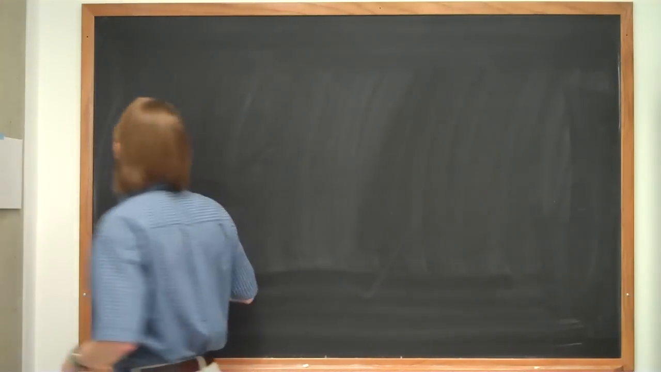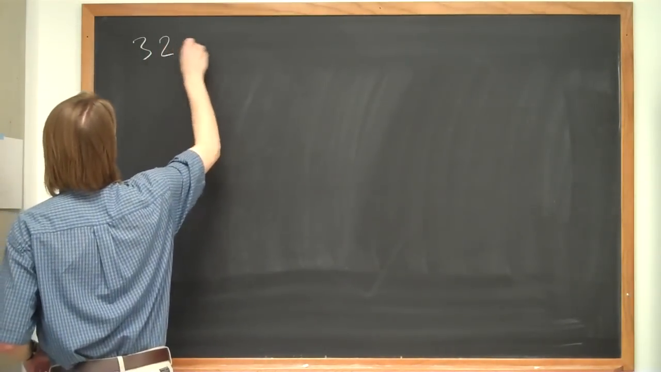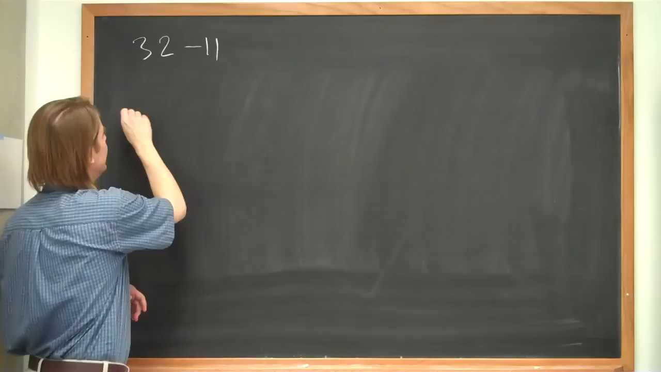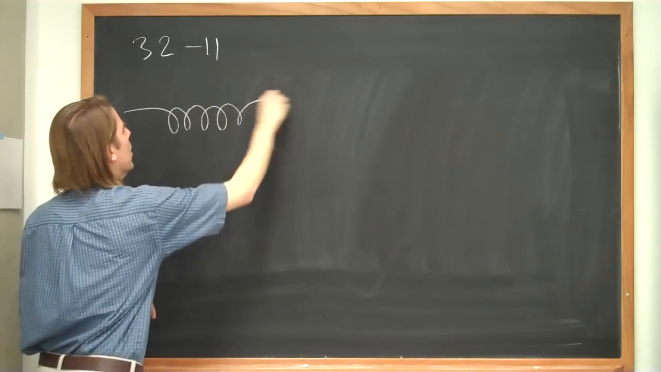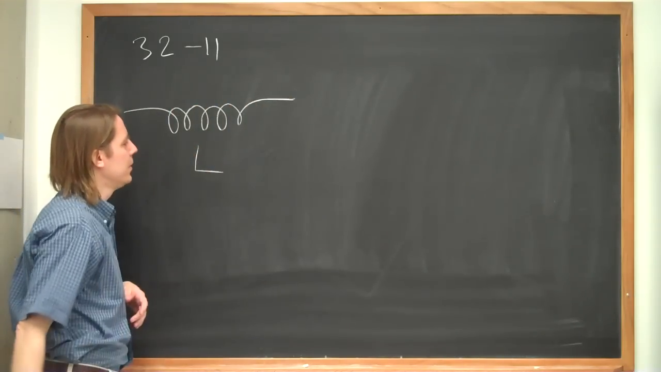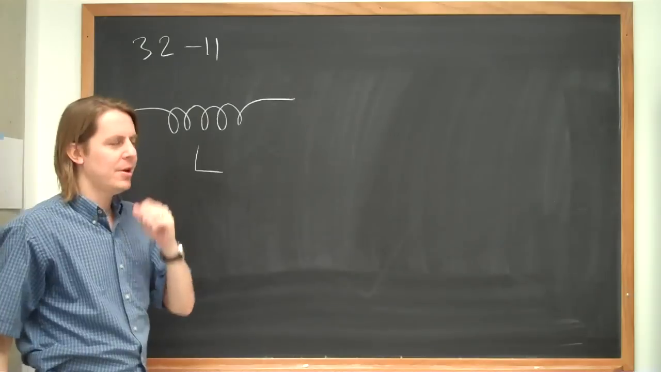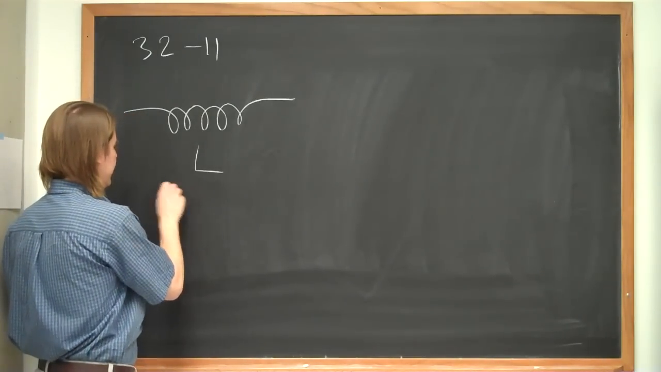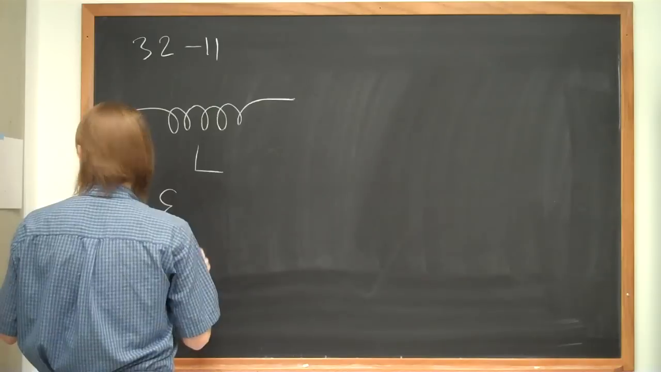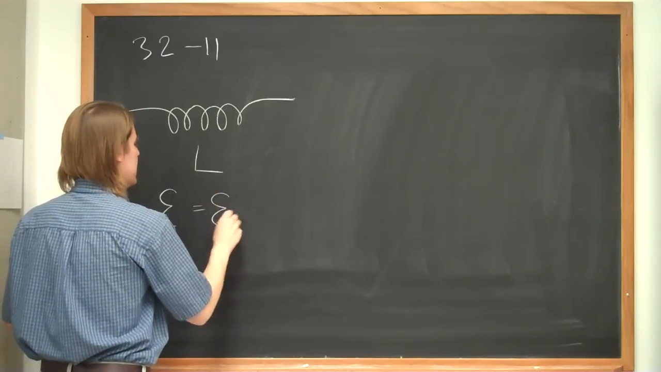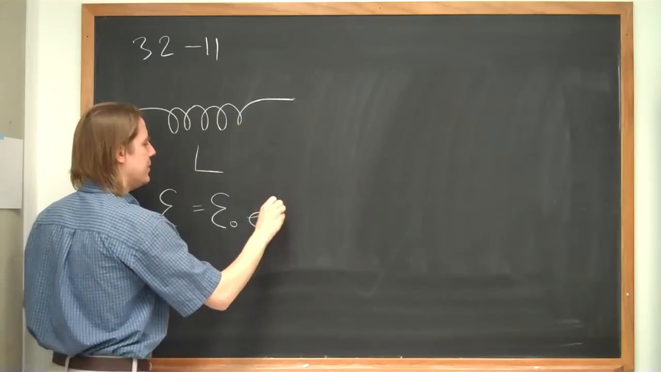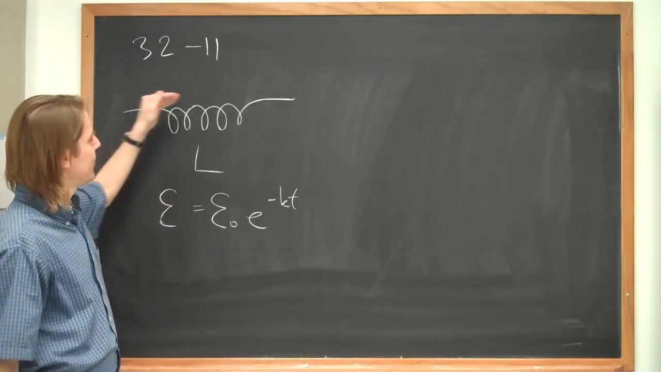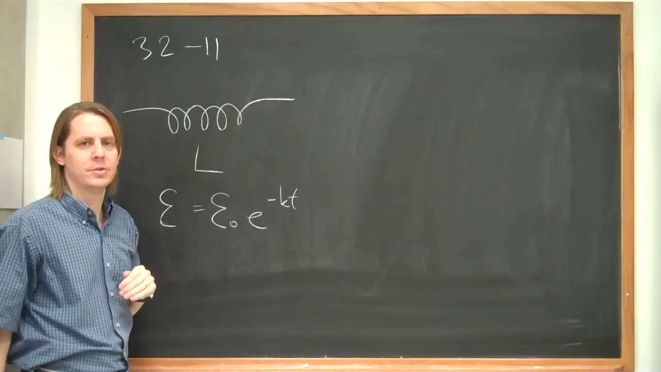This is 3211. And it says you have an inductor with inductance L, and the self-EMF in this inductor for some time is E₀ e^(-kt). Basically it says the EMF across this inductor undergoes exponential decay.